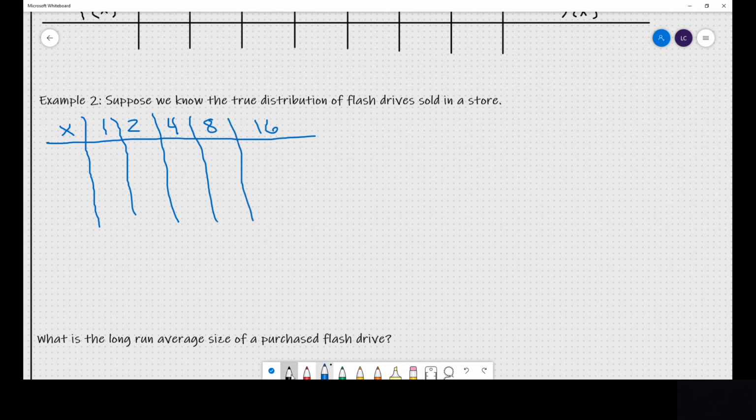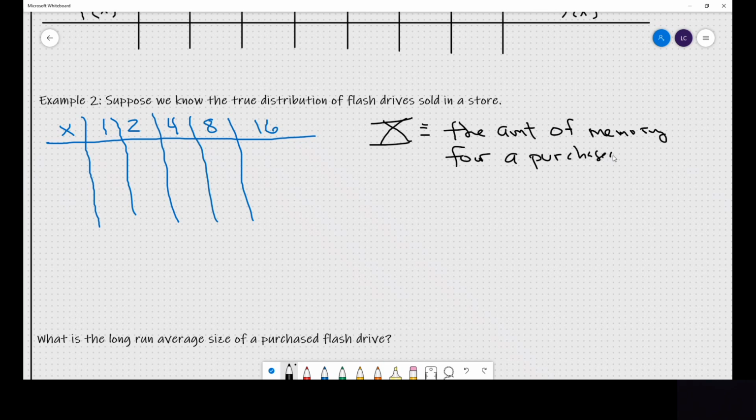All right, and we haven't defined our random variable yet, so let's go ahead and do that. We're going to let X be the amount of memory for a purchased flash drive. And then this will be our probability mass function.